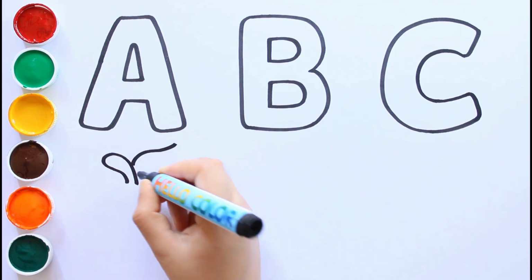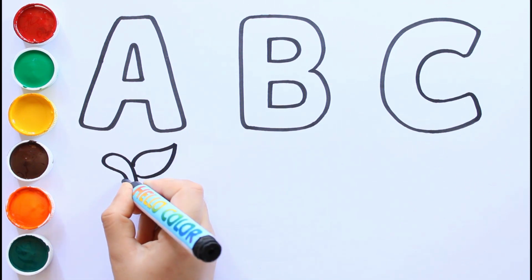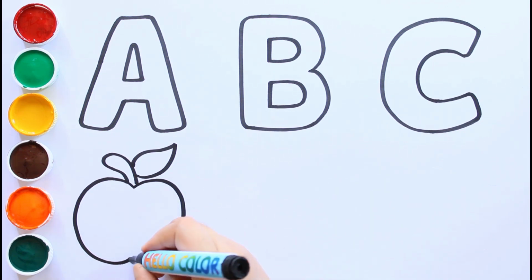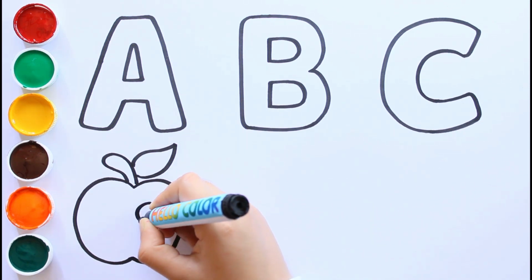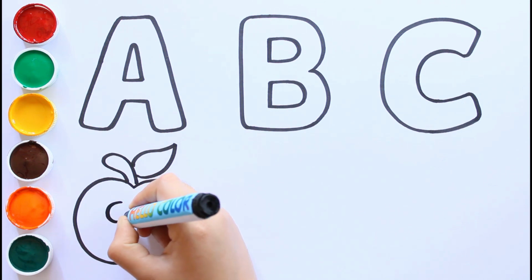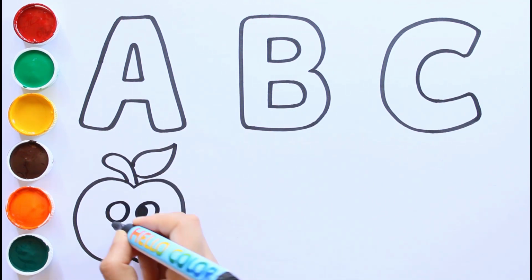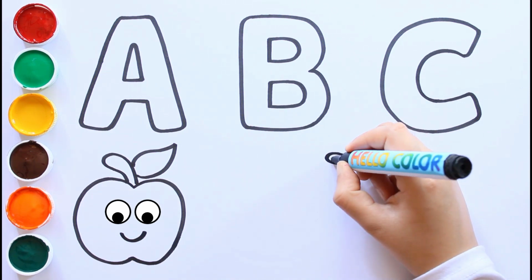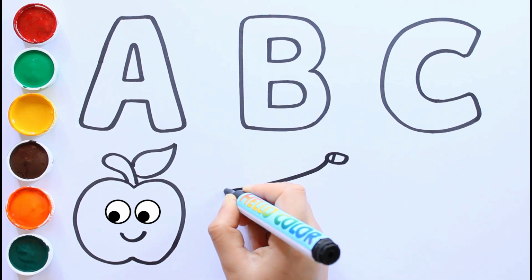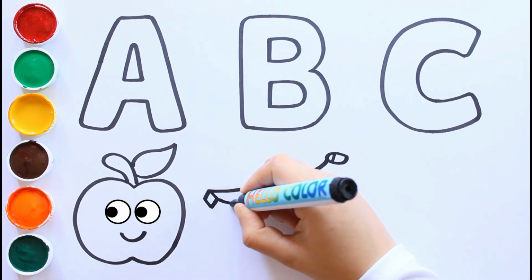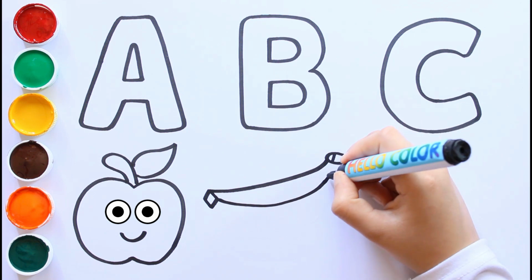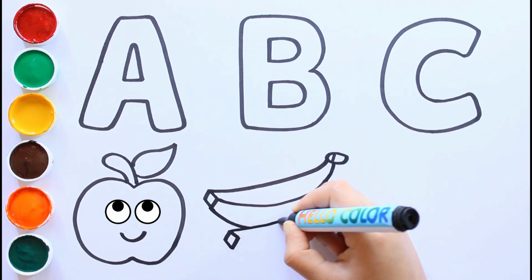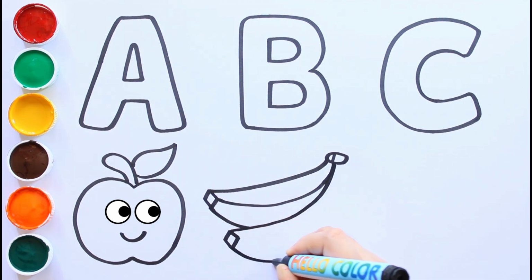Starts with the letter A. Exactly. Apple. Look! The eyes are moving. Which fruit starts with the letter B? Exactly! Banana! I love fruits so much!